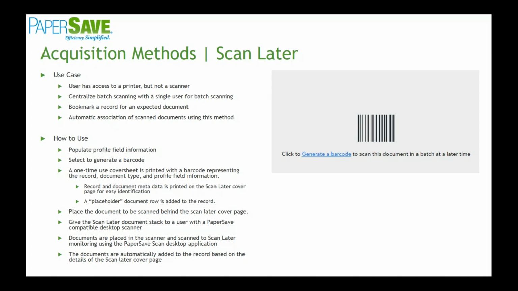So you would fill out the profile fields if there were any. You would generate your Scan Later barcode sheet. You would place that as a cover sheet to your documentation, and then that would be given to somebody who does have access to a PaperSave scanner. Okay, and doing this, the moment that this stack gets scanned, so the Scan Later cover sheet and the document itself, PaperSave will automatically know, oh, okay, I know what record this document should go on, and it'll save it. It doesn't require any other interaction from the user other than just scanning the document with the cover sheet. Okay.